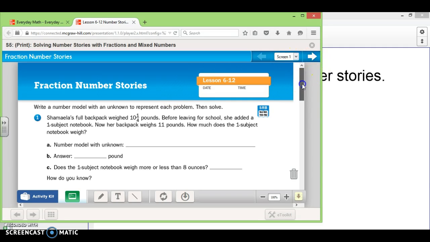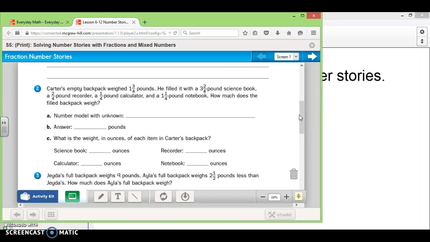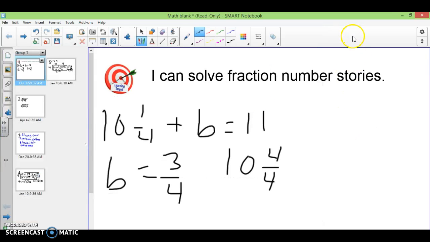So that was number 1. And really what we can do is play around with these fractions and decompose them however we need to. So for instance, when we have here, car's empty, backpack weighs 1 3/4 pounds. You know what I'm going to do instead? I'm just going to show you some other things we can do with fractions.